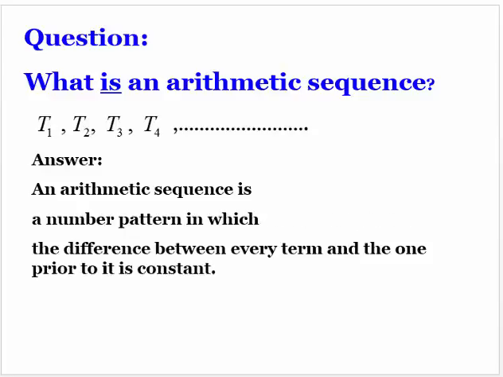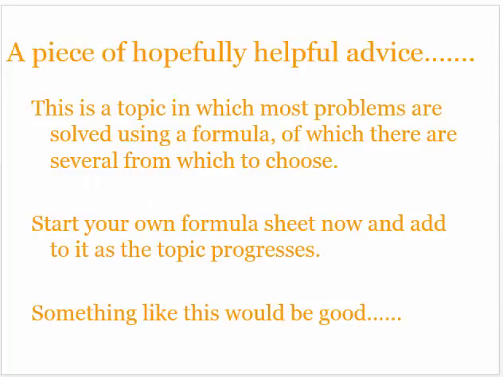So an official definition: an arithmetic sequence is a number pattern in which the difference between every term and the one prior to it is constant. So what that means is if I was to do T2 minus T1, then I get the same answer if I do T3 minus T2, if I do T4 minus T3, and it goes on forever. It's the same answer if I do T100 minus T99. Okay? So that's the definition of an arithmetic sequence.